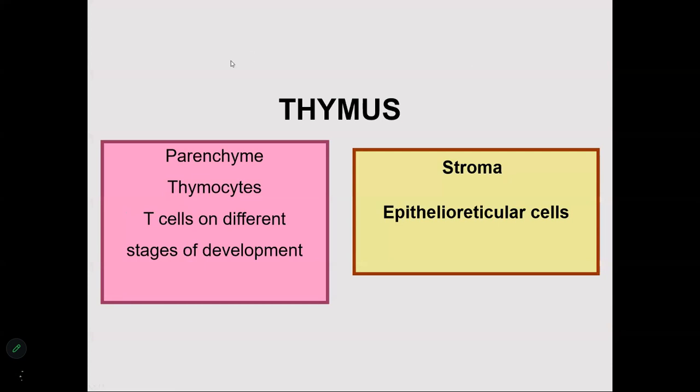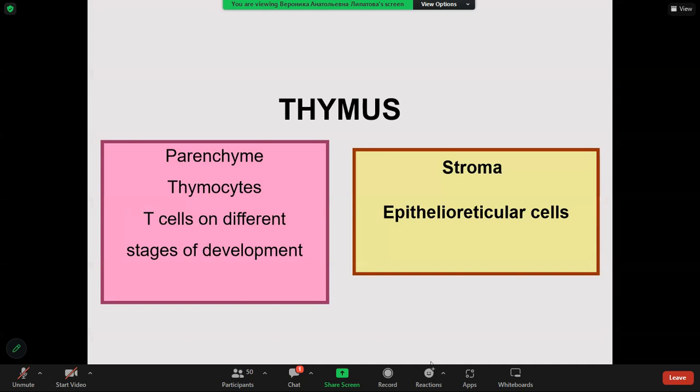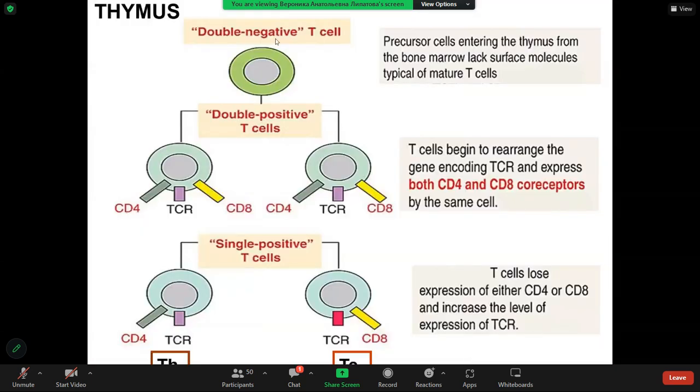Yes, Professor. Okay. Thymus parenchyma: this is stroma and parenchyma, epithelial reticular cells, epithelial cells, and thymocytes are differentiated cells of T cells from precursor cells. About the selection in thymus, at first, this is the double negative T cell, a precursor cell entering the thymus from bone marrow, lacking surface molecules typical of mature T cell.